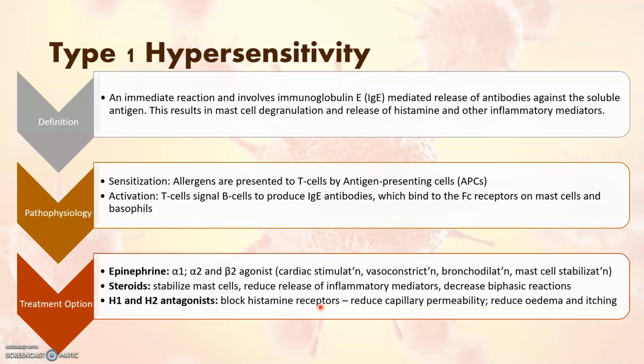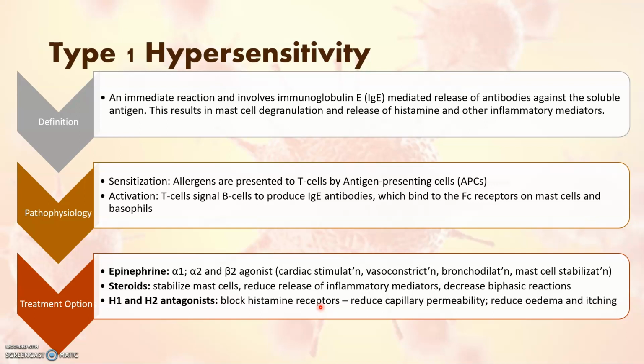The mainstay of treatment for severe type 1 hypersensitivity or anaphylaxis is the use of epinephrine. So its cardiovascular and respiratory effects would lead to cardiac stimulation and vasoconstriction, raising blood pressure, bronchodilation, and mast cell stabilization.